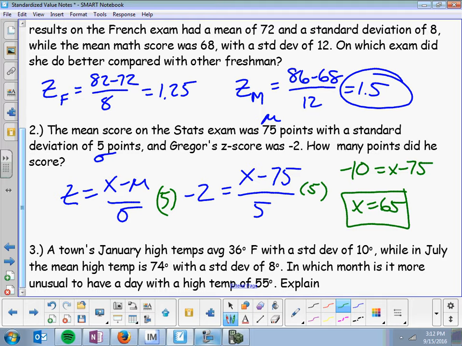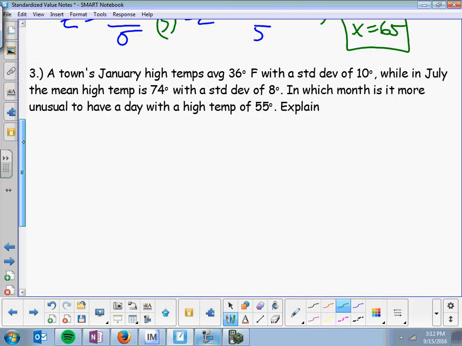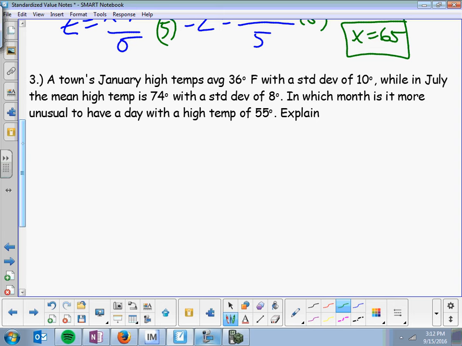Okay, now this final question is good because it gives us a good look at how Z scores are not necessarily about negative or positive. It's asking which is more unusual. Well, being far from the mean is unusual. If you're really, really tall, that's unusual. If you're really, really short, that's unusual. So unusual things happen in both the positive and the negative directions.